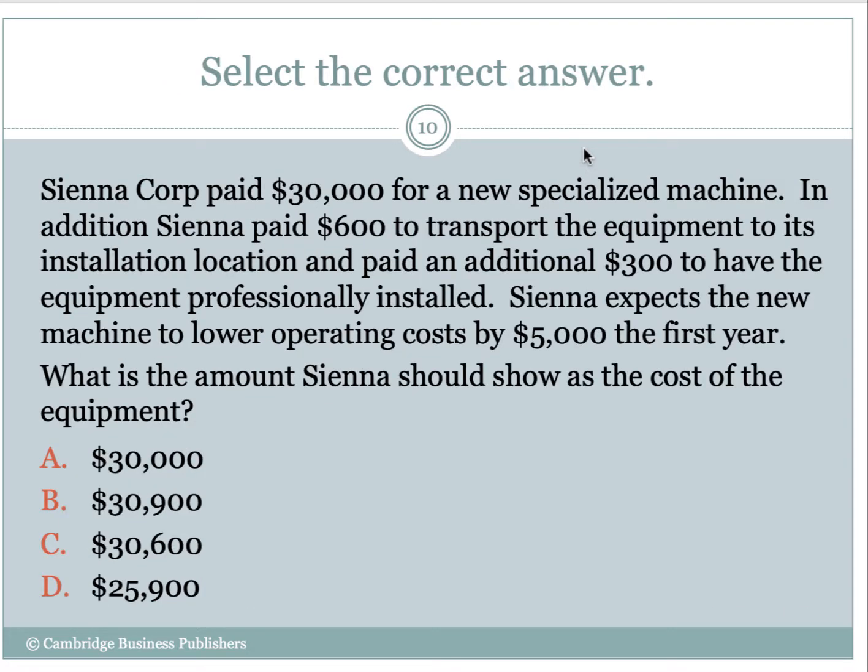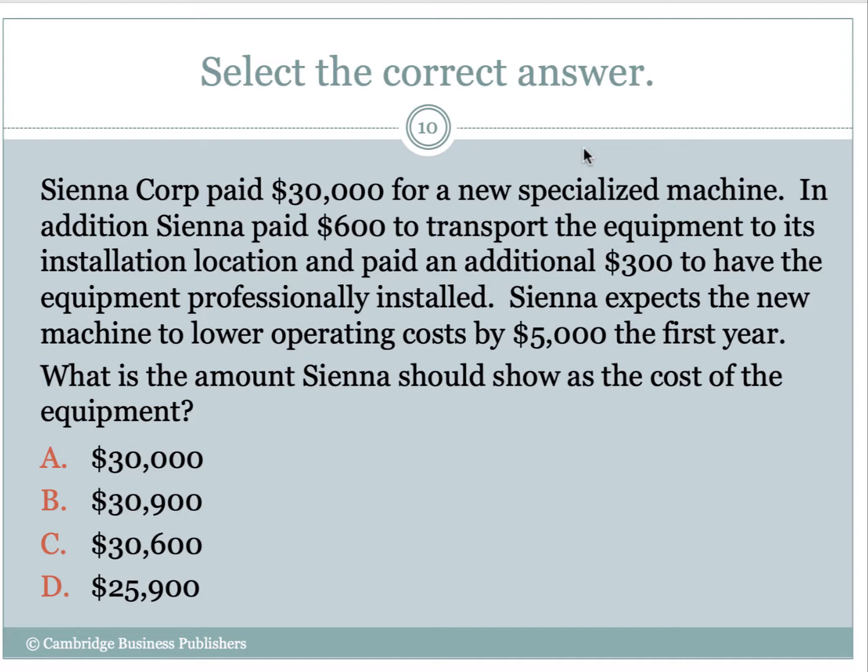So let's look at a quick check. Sienna Corporation paid $30,000 for a new specialized machine. In addition, Sienna paid $600 in transportation for the equipment to get it installed in its location. They paid an additional $300 to have the equipment professionally installed. Sienna expects the new machine to lower operating costs by $5,000 within the first year. What's the amount that Sienna should show as the cost of the equipment? Meaning, what are we putting it on our books for?